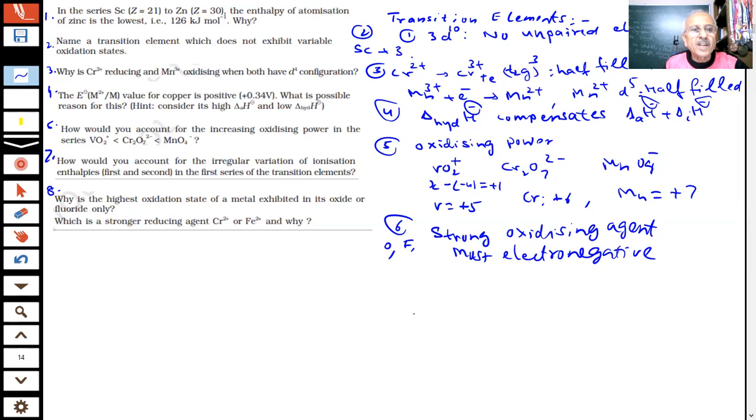Which is a stronger reducing agent, Cr2+ or Fe2+? And why, students? So many questions are coming in a different form. Students, a series of very important questions have been placed before you on the screen. Very, very important questions. They are for the exams.